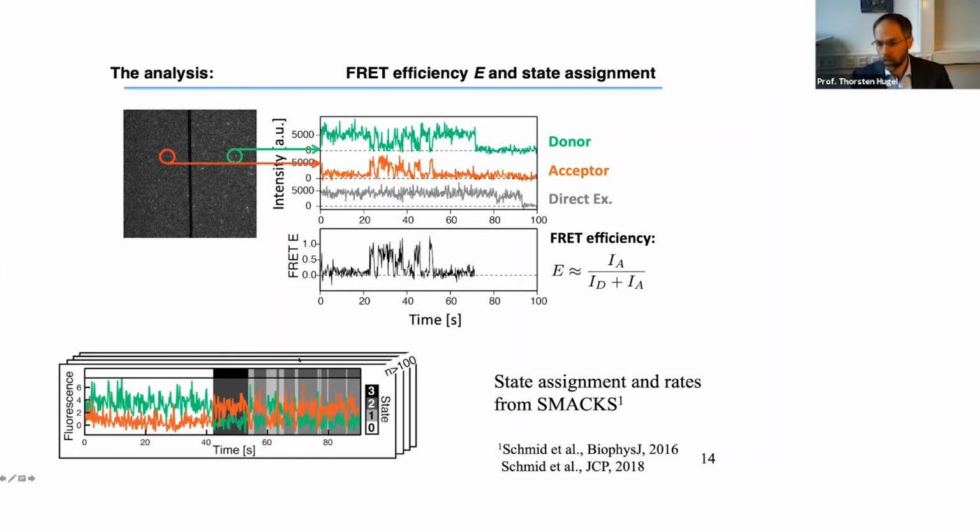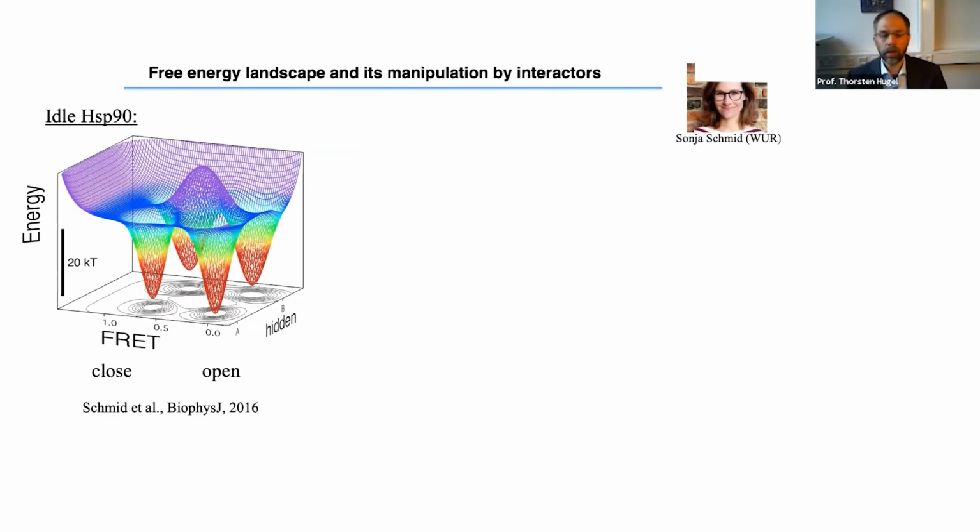Here we see two additional states. You can get them just from the dynamics in the traces. For this, several groups developed hidden Markov-based models. So we also developed single molecule analysis of complex kinetic sequences. And then from, let's say, 100 of those curves, you get the free energy landscape. Now we are getting closer to the AFM. We have also heard a little bit about free energy landscapes in AFM.